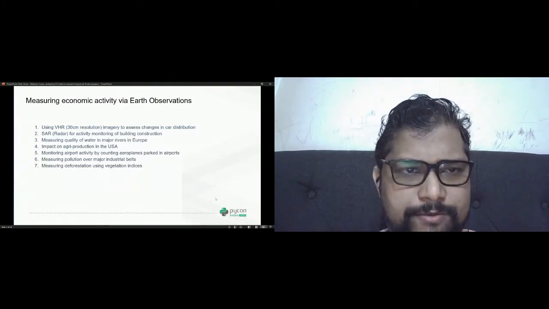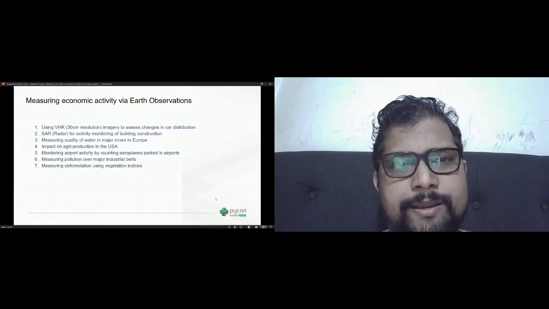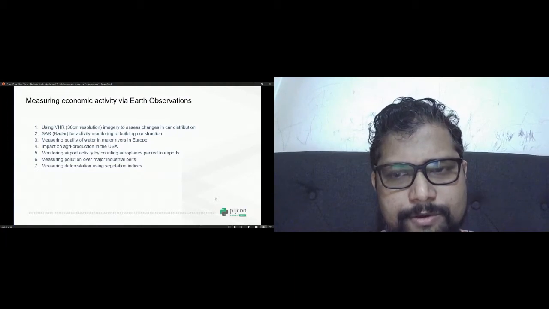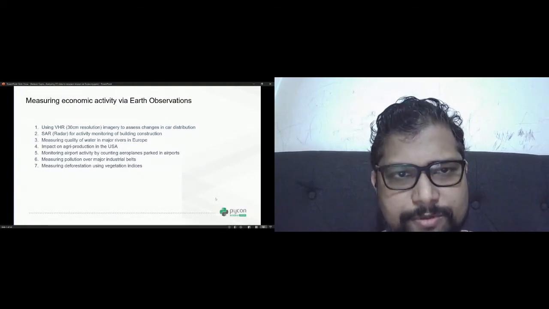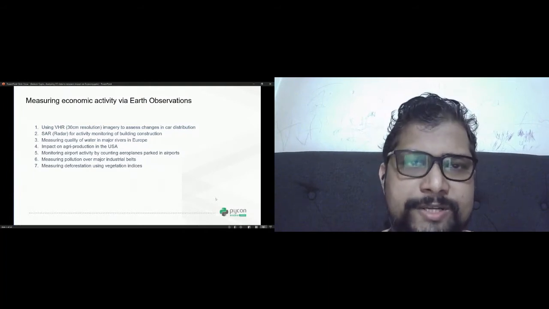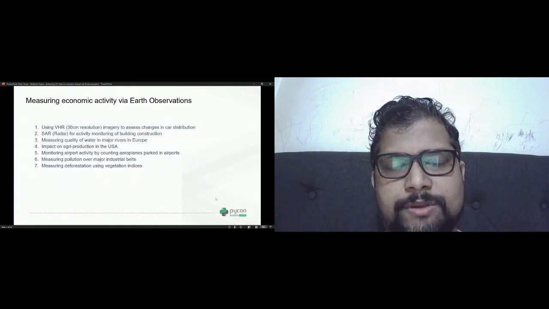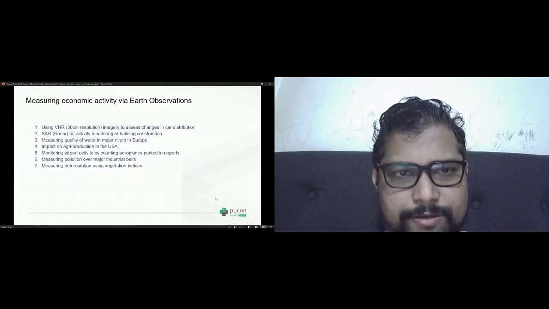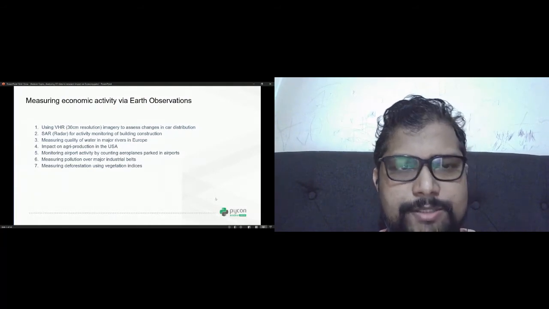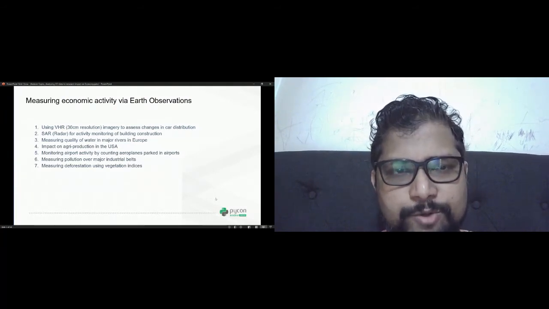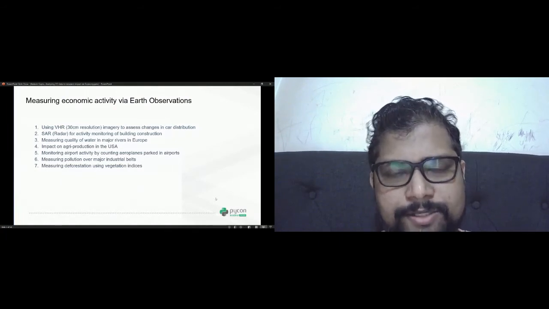Let me start with this composite image taken by Sentinel-5. The sensors measure the presence of NO2 in the atmosphere. Now, NO2 is the result of burning of fossil fuels and can be seen as a proxy for economic activity. As you can see in this image, there is a high concentration of NO2 around the New Delhi Ghaziabad industrial belt.